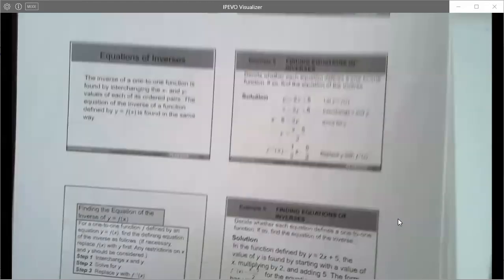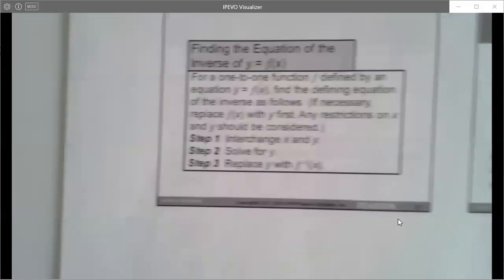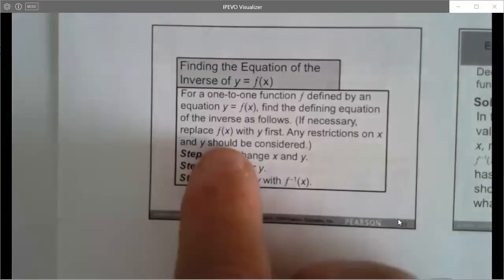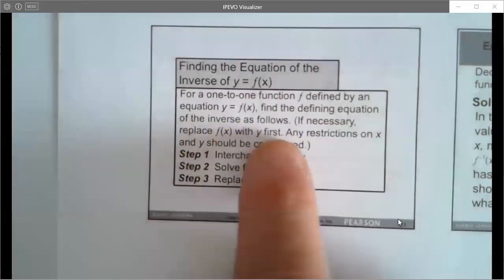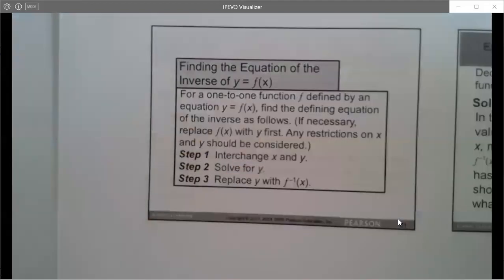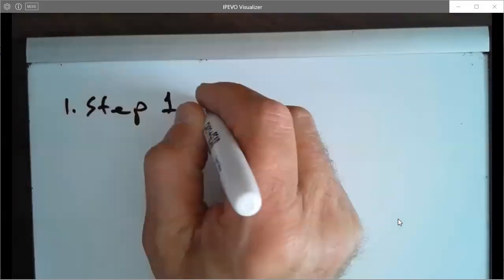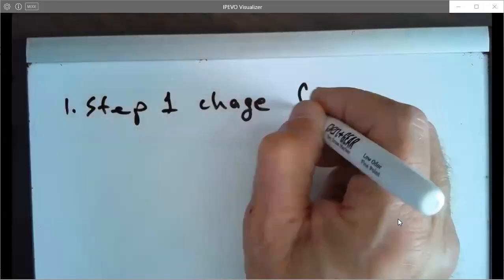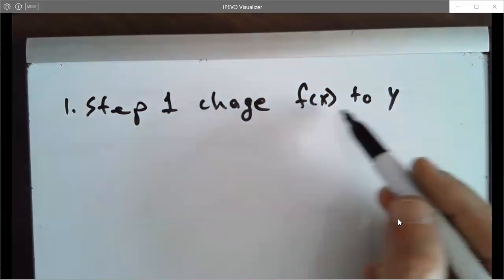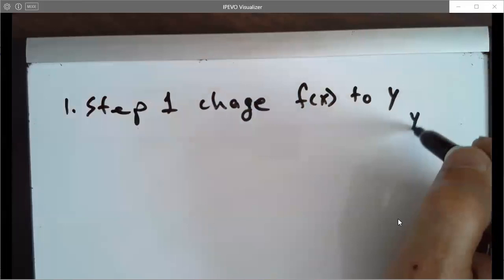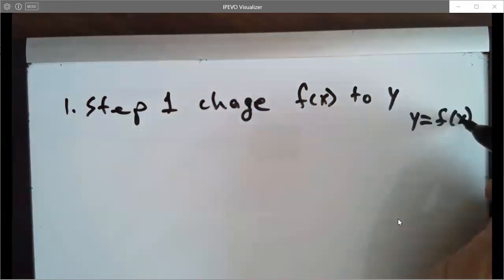Let's look at the steps that are used to find the inverse equation. For a one-to-one function f defined by an equation y equals f of x, find the defining equation of the inverse as follows. Step 1: change, if needed, f of x to y. If you have a function with f of x in it, you change it to y, because y and f of x are synonymous. They're equal statements.